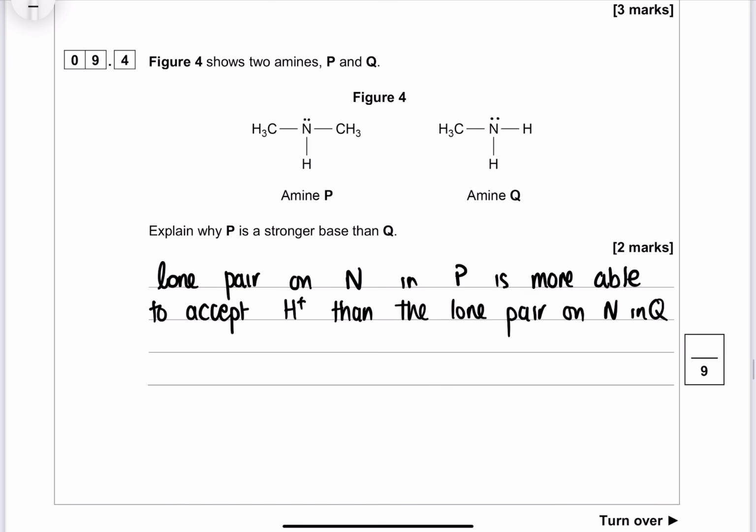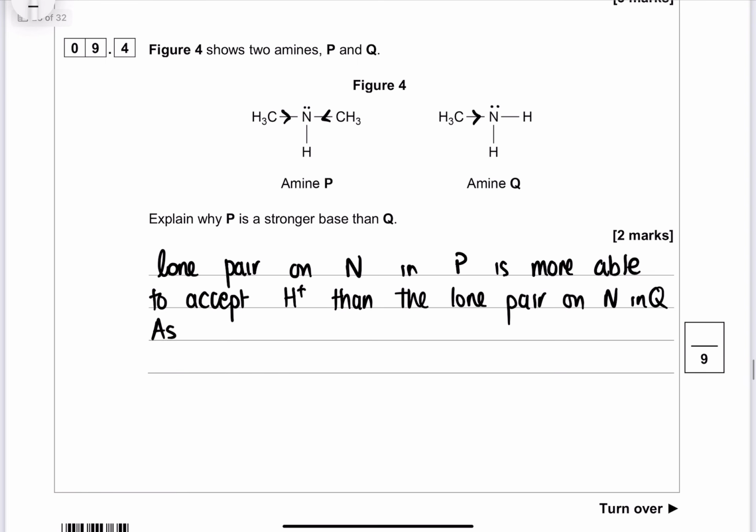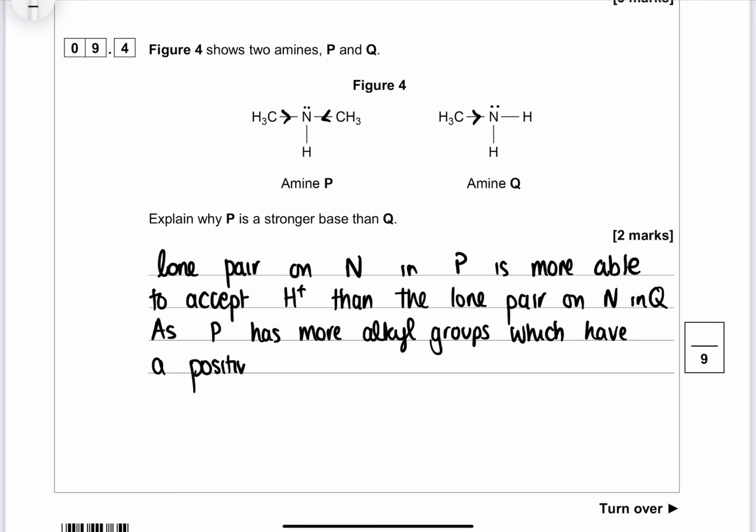And why is that the case? It's to do with the number of alkyl groups, the positive inductive effect of alkyl groups, as P has more alkyl groups which have a positive inductive effect, increasing electron density on N.